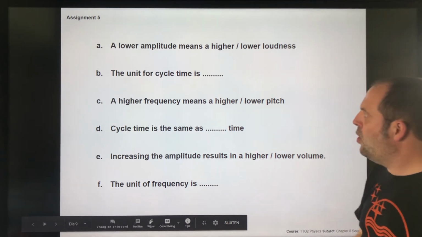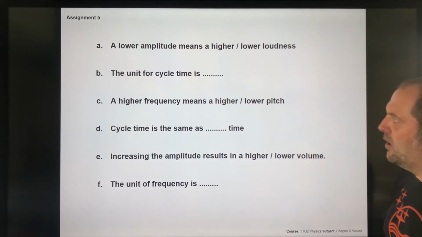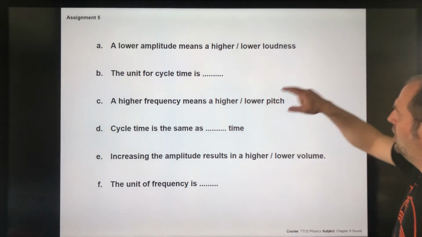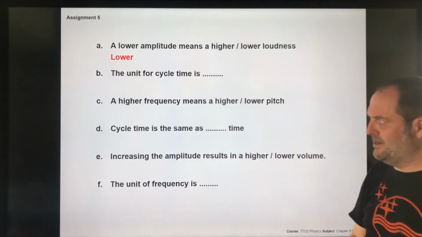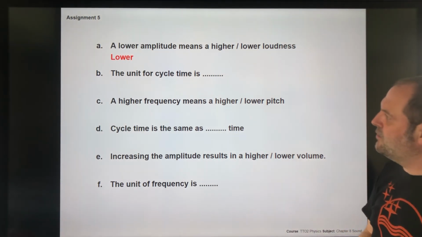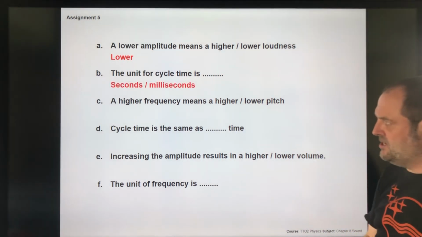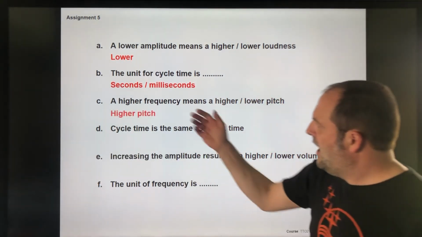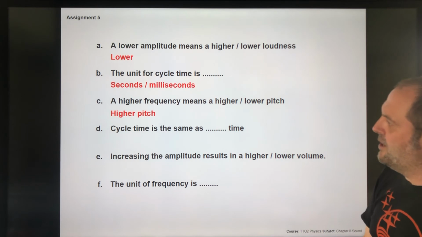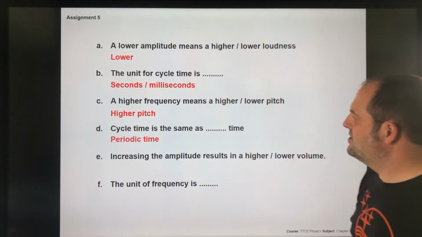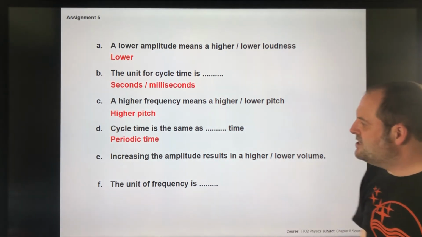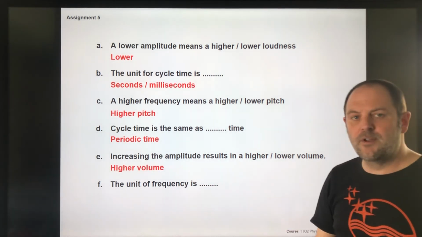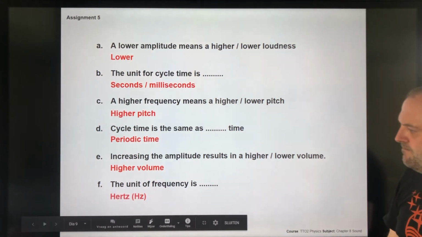In these questions, a lower amplitude means a higher or a lower loudness? Well, the amplitude tells you something about the volume. Lower amplitude means lower loudness. The unit for cycle time, well, it's time, so it's always seconds, and you can also use milliseconds in this case. A higher frequency means, of course, a higher pitch. Cycle time is the same as the periodic time. Increasing the amplitude results in a higher volume, of course, and the unit of frequency is hertz.